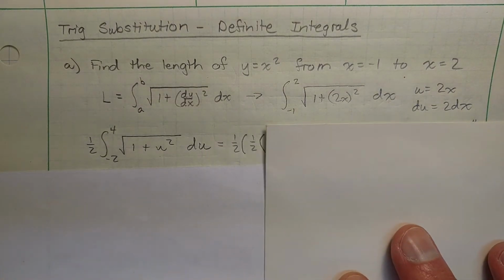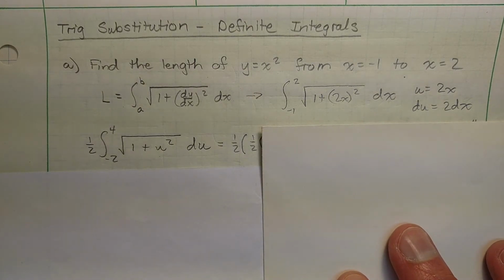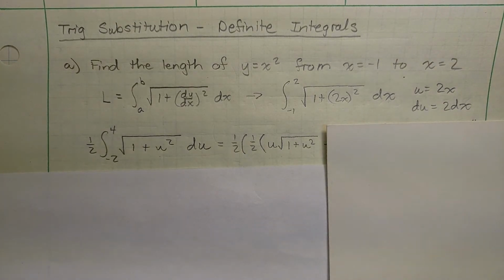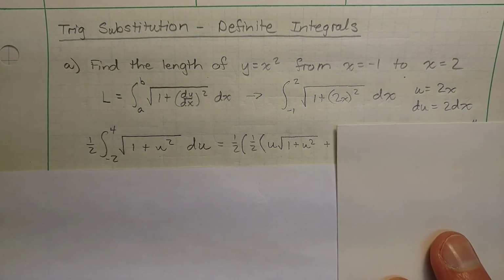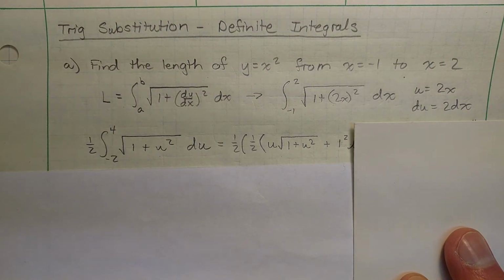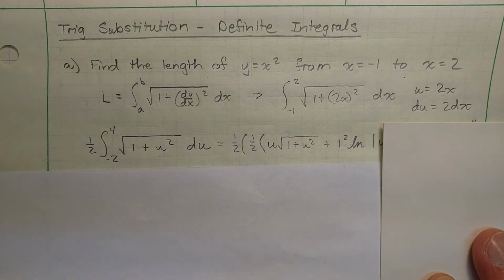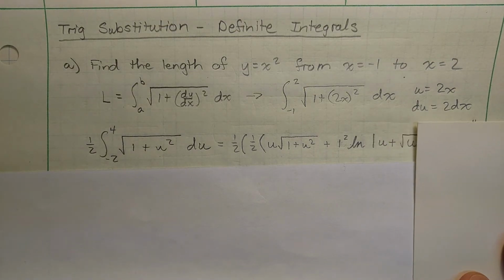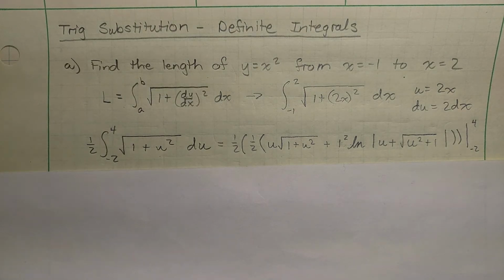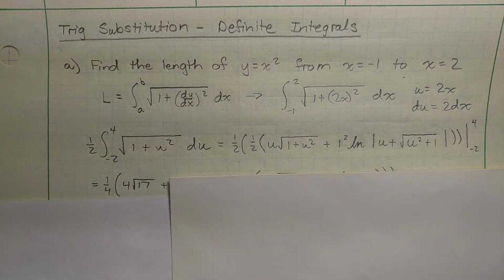So memorizing this as one of our special forms, we know it's going to be 1/2 times u times that square root of 1 plus u squared plus, and here's where we have our a squared, so that's our 1 squared there, which is just 1, times the natural log of the absolute value of u plus our square root of u squared plus 1, and that's all evaluated from -2 to 4.